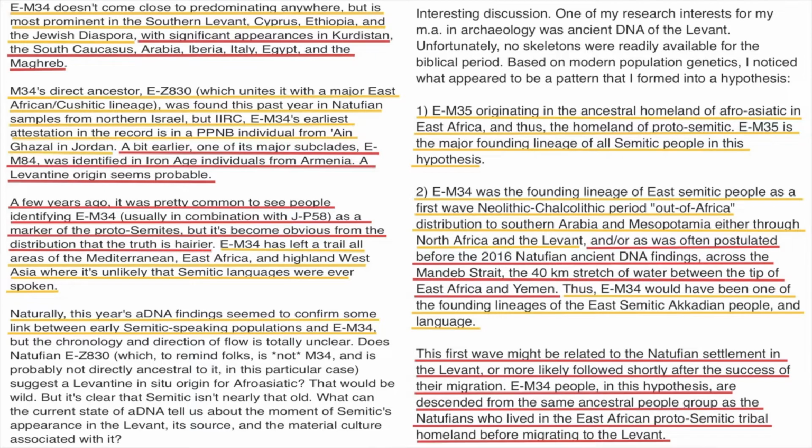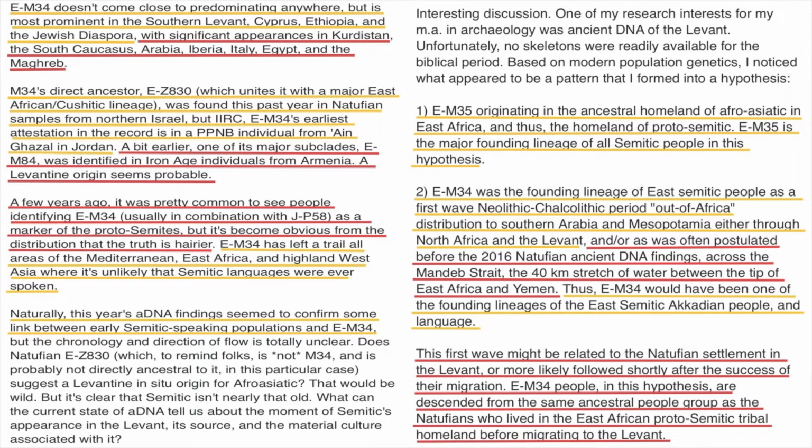E-M34's earliest station in the record is in the PPNB individual from Ain Ghazal in Jordan. A bit earlier, one of its major subclades, E-M84, was identified in Iron Age individuals from Armenia. A Levantine origin seems plausible. A few years ago, it was probably common to see people identifying E-M34 as a marker of the Proto-Semites, but it's become obvious from the distribution that the truth is hairier.